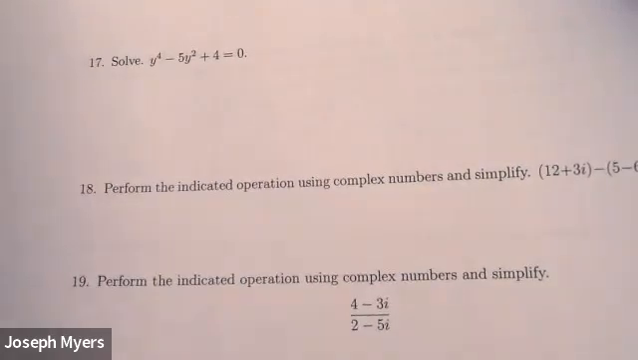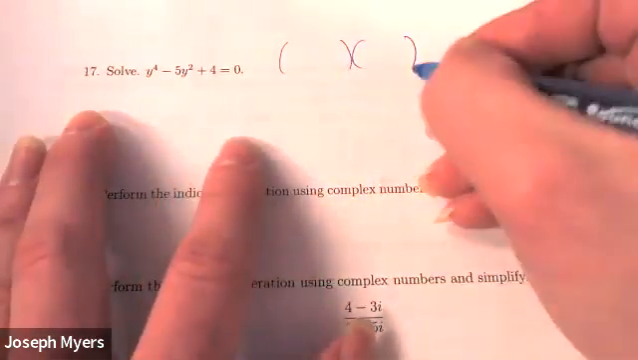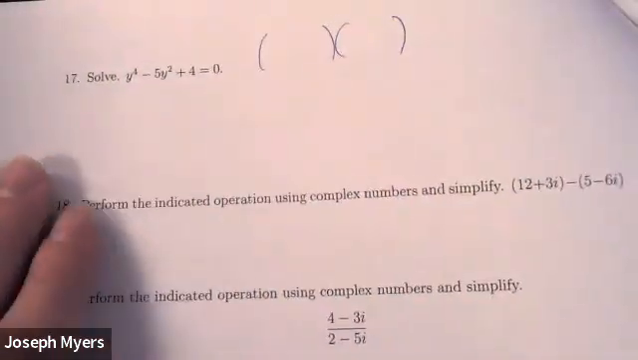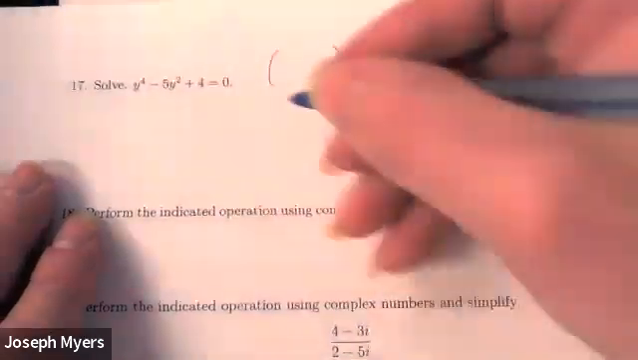So number 17, y to the fourth minus 5y squared plus 4, is what? Well, you can break apart y to the fourth by breaking it down into y squared times y squared. How does that sound?